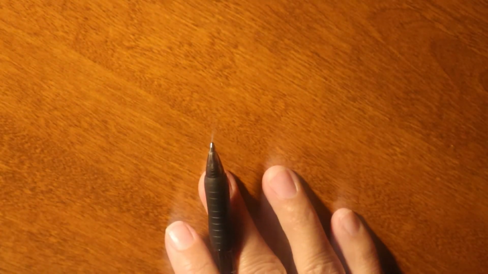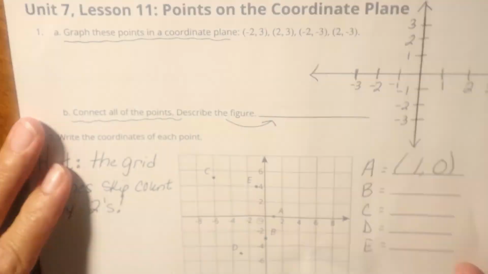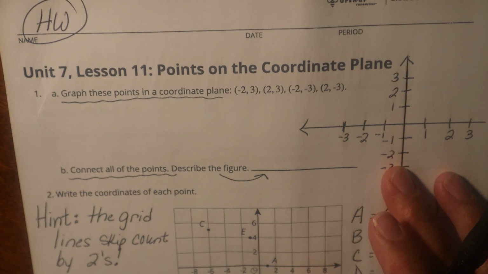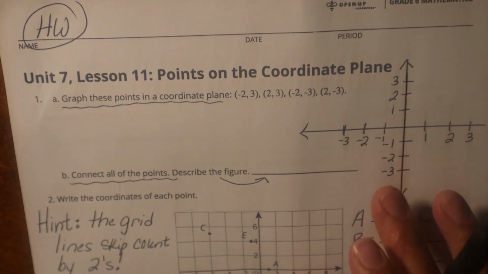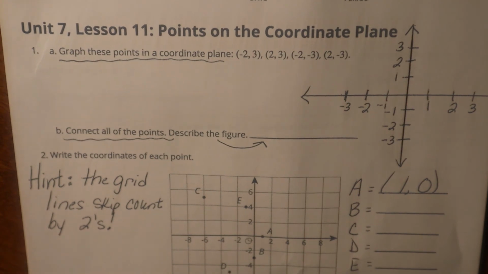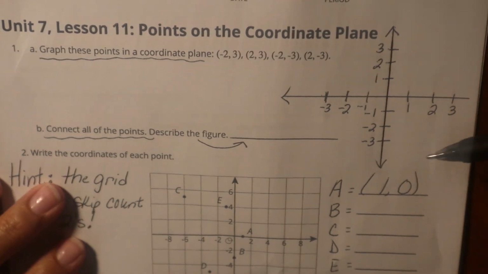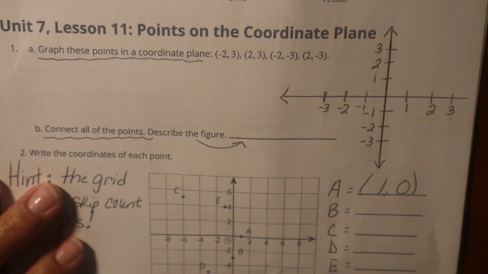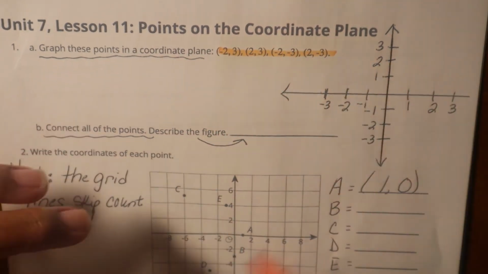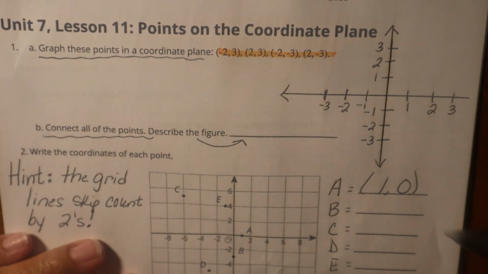Okay, welcome back. It is time for us to do our homework check. All right, so let me get my homework in front of me, and let's see how you did on your practice problems. So number 1 was simply, again, just graphing points on a coordinate plane. I gave you a coordinate plane. These are the points right up here that you needed to graph. Let's see if your graph matches mine.